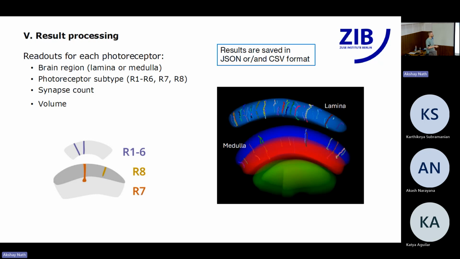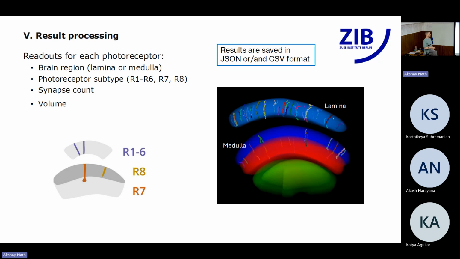Then we have the subtype. As I said, R1 to R6 are located inside lamina. So if the photoreceptor is in lamina, it's also automatically R1 to R6. To clarify, these are actually 6 different photoreceptor types, but with our experimental setup, they're indistinguishable, so we treat them as just one category. For the photoreceptors in medulla, if they terminate in the central medulla, they are assigned R7. And if they terminate in the peripheral part of medulla, they are assigned R8. So R7 terminates deeper than R8.